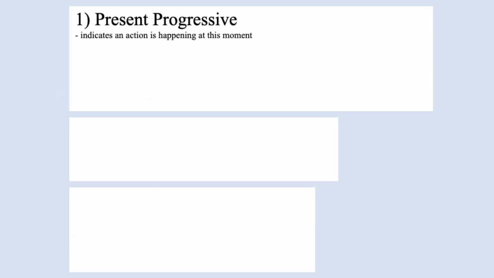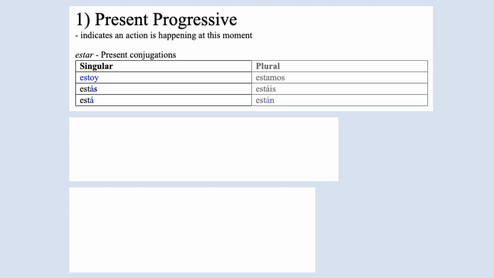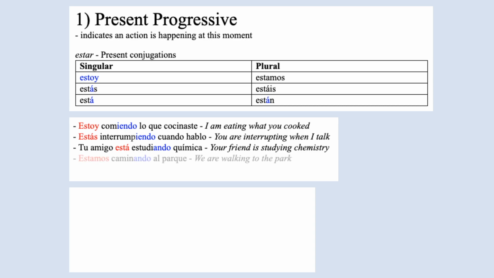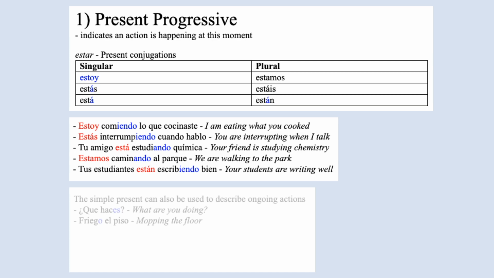First is the present progressive, which indicates an action is happening at this moment. Estoy comiendo lo que cocinaste. Estás interrumpiendo cuando hablo. Tu amigo está estudiando química. Estamos caminando al parque. Tus estudiantes están escribiendo bien.